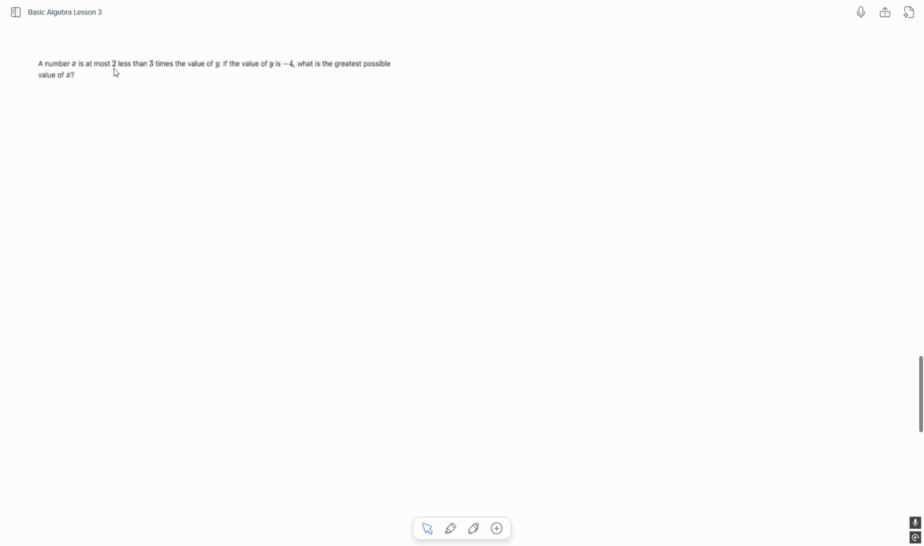Number X is at most 2 less than 3 times the value of Y, and the value of Y is -4. So you know this, and then you have X is at most 2 less than 3 times the value. So that means X is at most, right? Because it has to be less than or equal to, because it's at most 2 less than 3 times the value of Y.